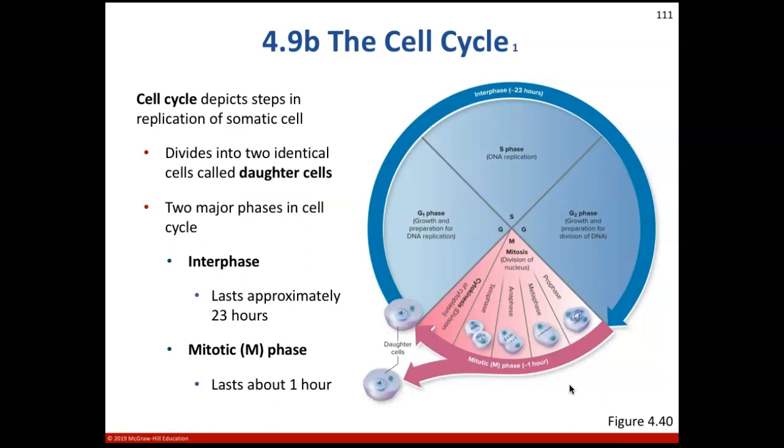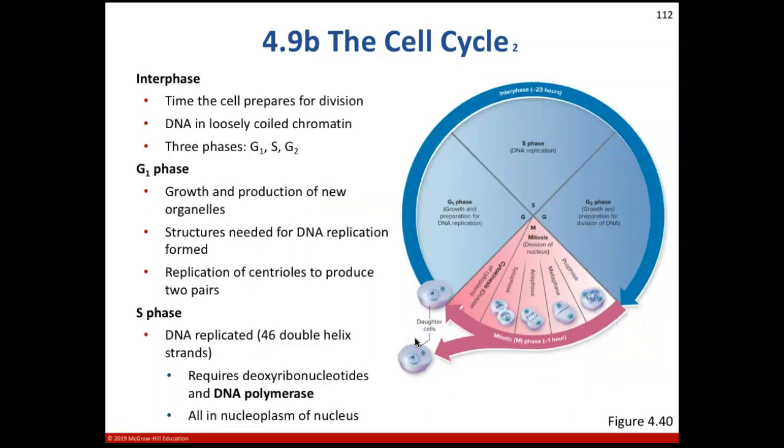Our cell cycle shows us our steps for replication of somatic cells, and we divide it into two identical daughter cells when we go through this process. We've got two major phases within our cell cycle. We have the interphase, which is represented by this large blue arrow, and then we have the mitotic or M phase. Our interphase is going to last approximately 23 hours, and the mitotic phase is going to last about an hour. Now let's go through each of these phases.